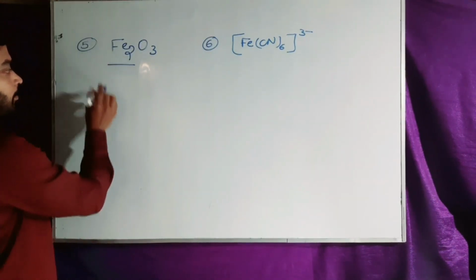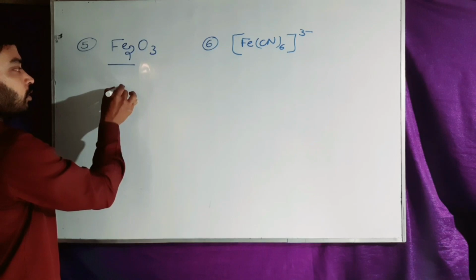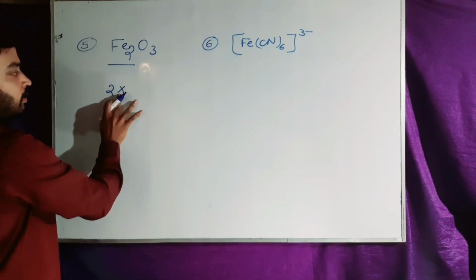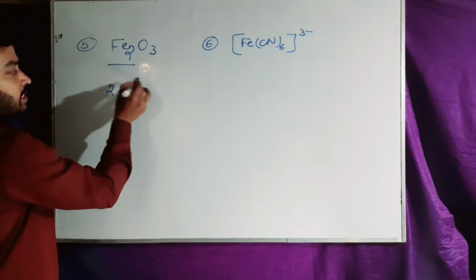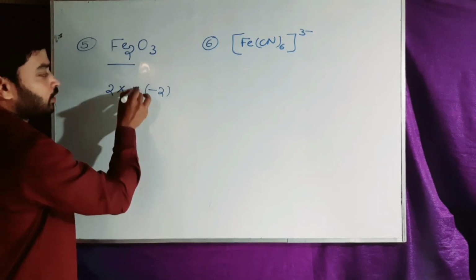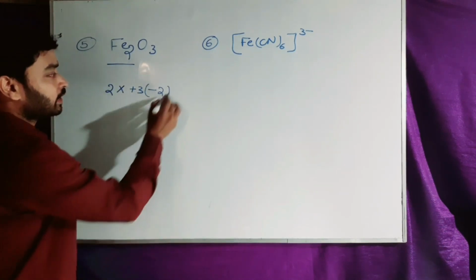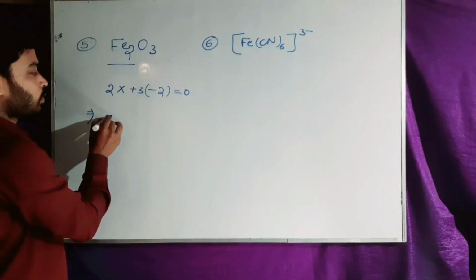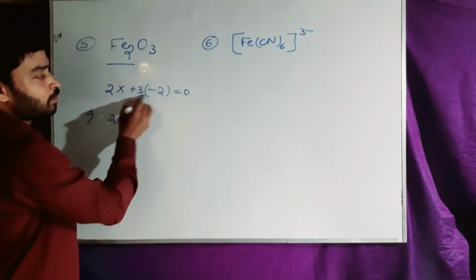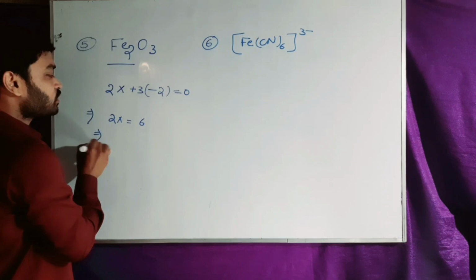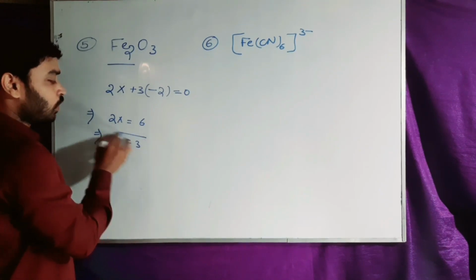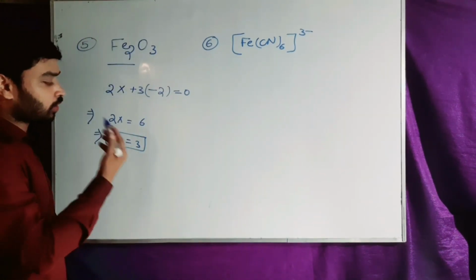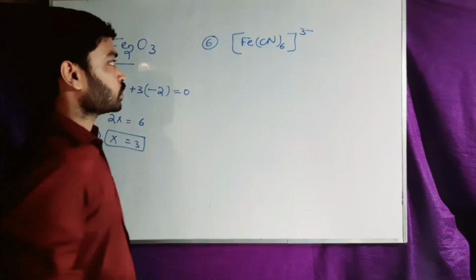If you have tried, you know that for one iron atom we take x, and for 2 iron we will take 2x, and the oxygen atom has oxidation number -2, and for 3 oxygen we multiply by 3, and we equate with the charge of the molecule, that means 0. So 2x will be 6, x will be 3, that means +3 will be the oxidation number for iron in this compound. If you have done it correctly, comment in the comment section.